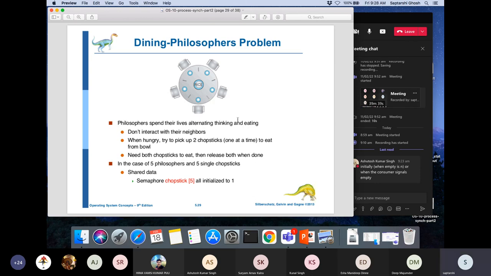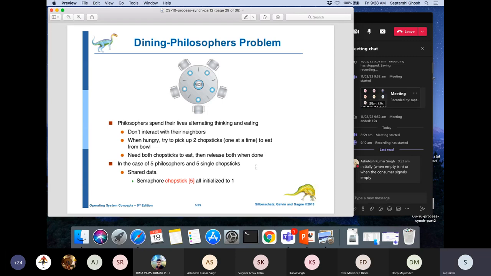Of course, you might ask, why not give them 10 chopsticks each? Then the whole problem would be solved. But then there is no problem actually. So in this problem, there are 5 chopsticks and 5 philosophers. Suppose you are on a very tight budget, so you can only afford 5 chopsticks. The issue is that when one philosopher wants to eat, he has to pick up 2 chopsticks. That is the condition: need both chopsticks to eat, and then release both when done.